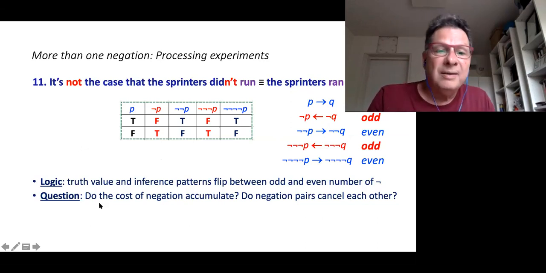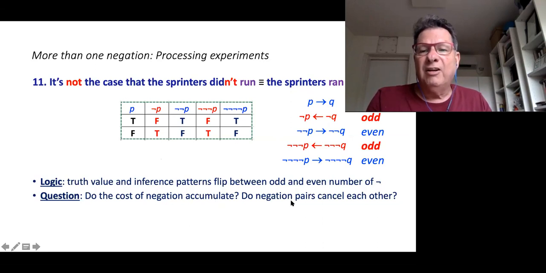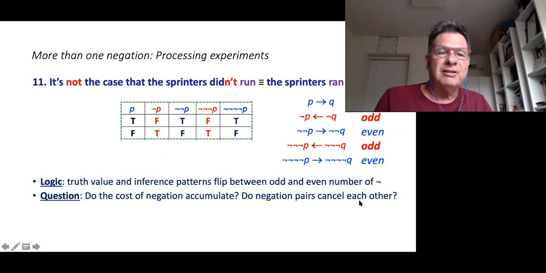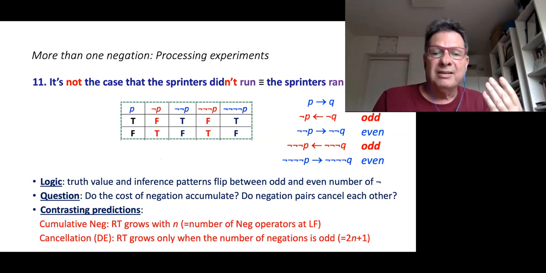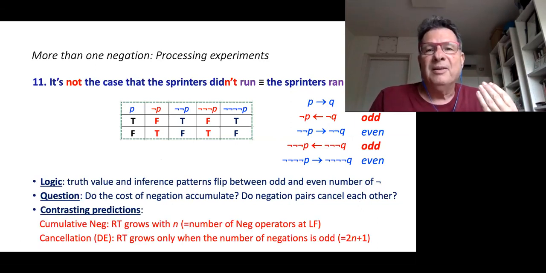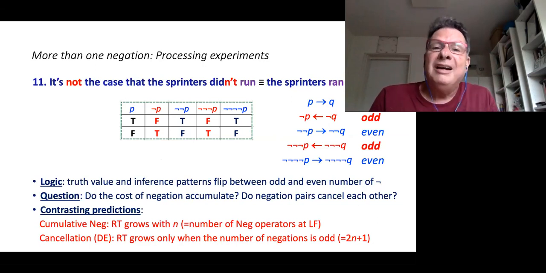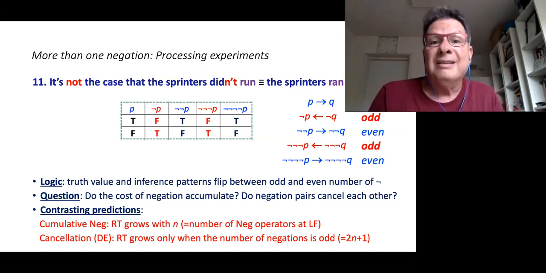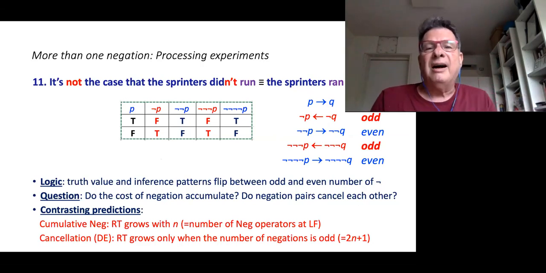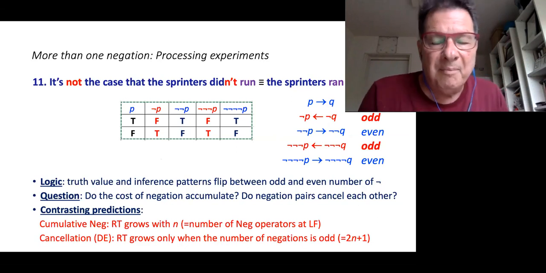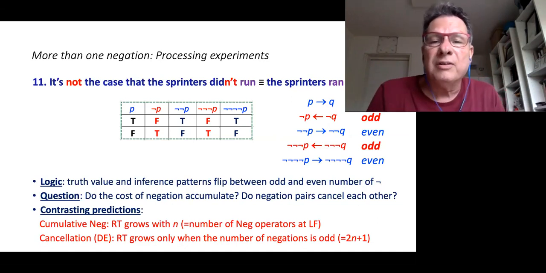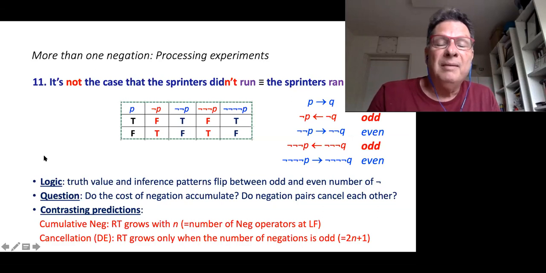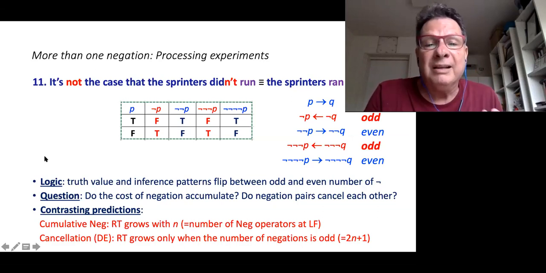So the question is, do the costs of negation accumulate, or maybe negation pairs cancel each other? And for those of you who have taken 5 minutes of linguistics, no, it's actually at the issue of monotonicity. Okay, and the question is, what governs our perception or sentence processing in the case of negations? Is our perception governed by just some cumulative calculation of this type, or is it rather governed by the monotonicity of the object that we're dealing with?